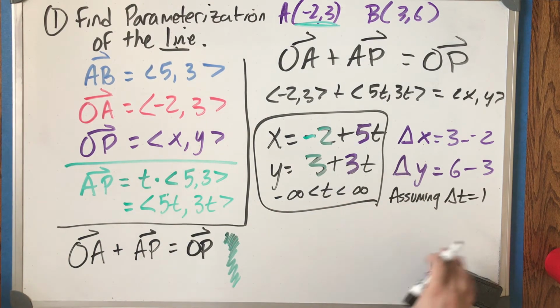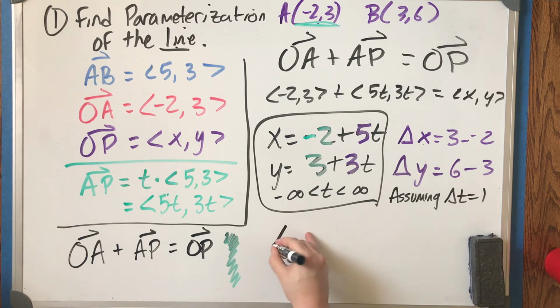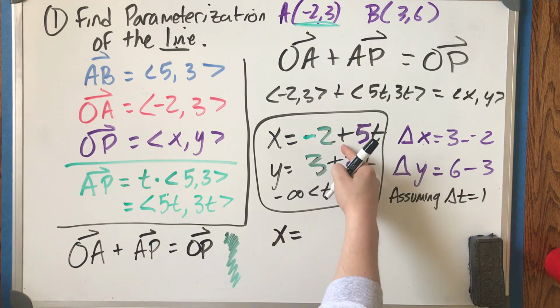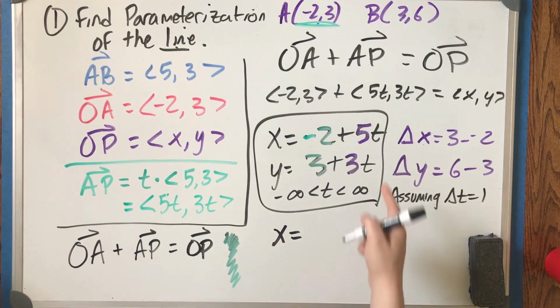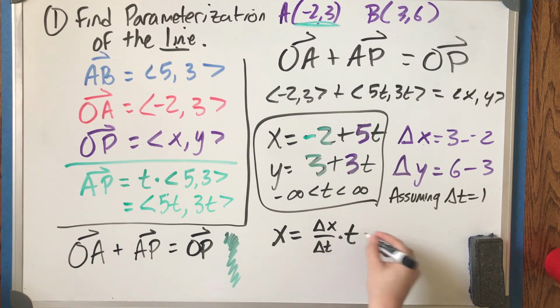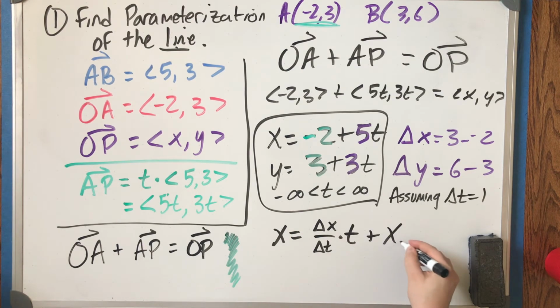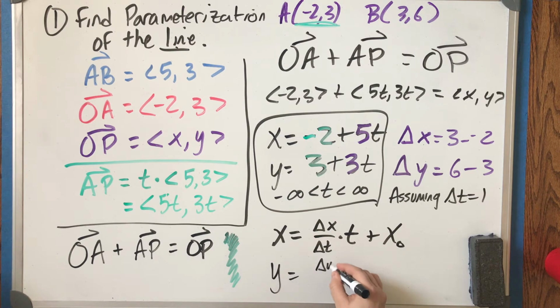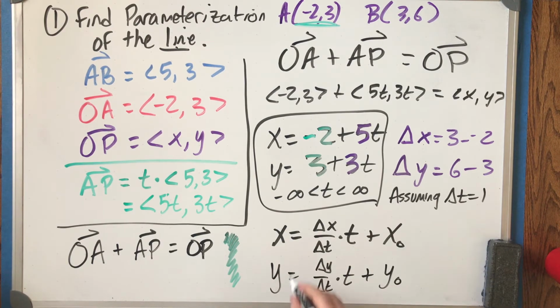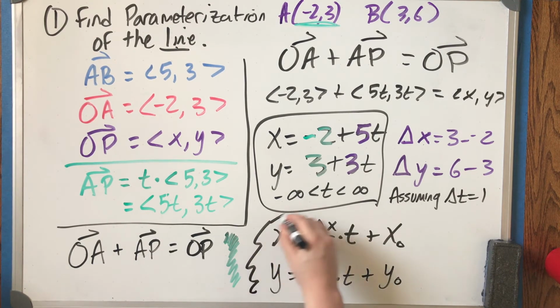If I were to write these in formulas for you, what we might have here is x equals the starting x position plus the change in x times time. And I typically write this the other way around. So I would write delta x over delta t times the variable t plus the initial x value. Same thing with y. It would be the change in y over the change in t times t plus the initial y value. Okay? And this is our best friend.